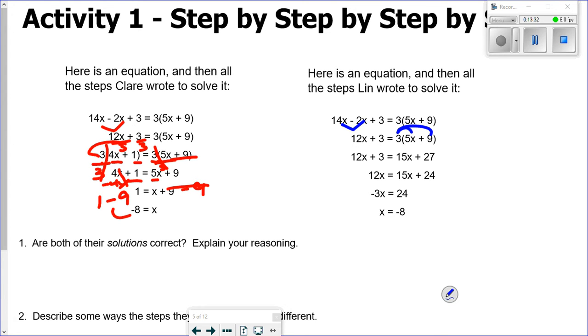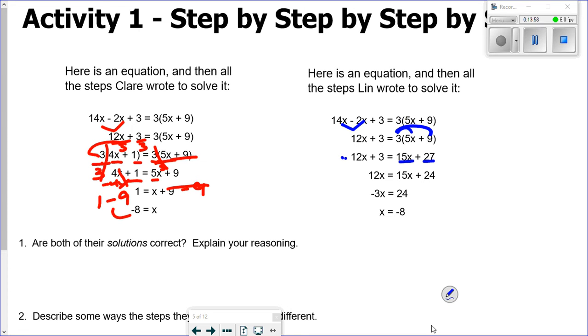Remember, with distributive property, that does mean to multiply. So 3 times 5x does in fact give us 15x, and 3 times 9 does in fact give us 27. So far, Lynn's work looks great, but different from Claire's. At this point, now that I look towards her next step, I'm noticing that the 3 on the left-hand side of the equation is gone.